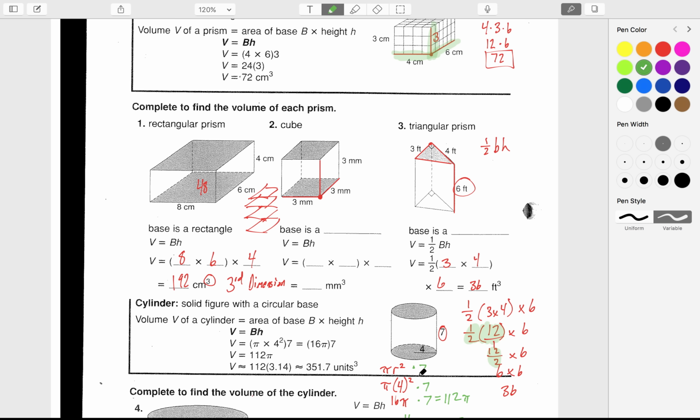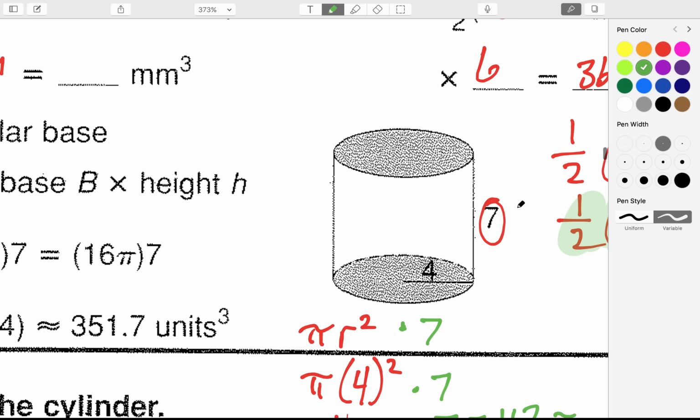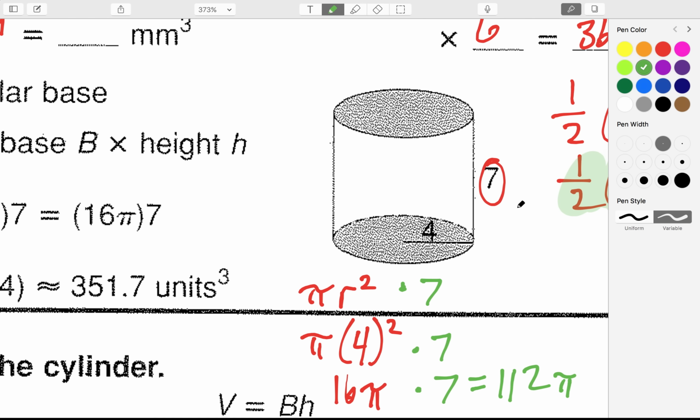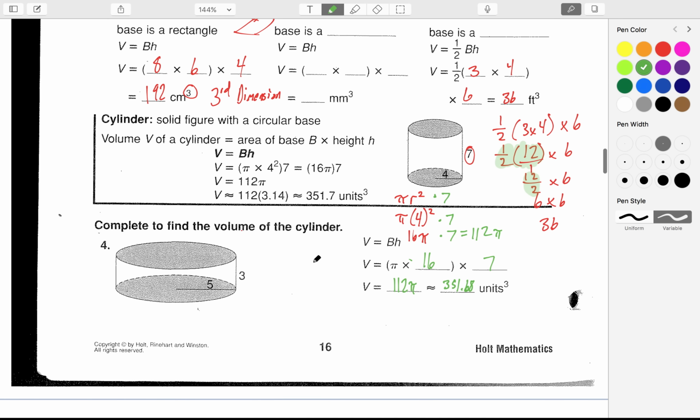You've already found the area of these shapes, just the circle, just the triangle, in previous worksheets and classes. So all you need to do now is multiply by the height, and you have the volume of that 3D shape. So over here, complete to find this one, volume of the cylinder.